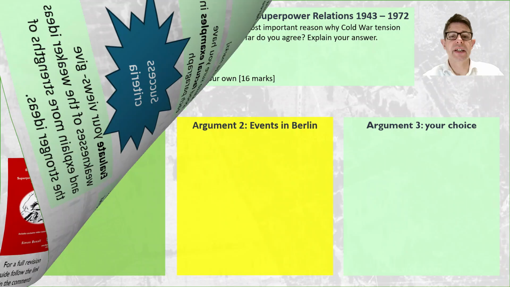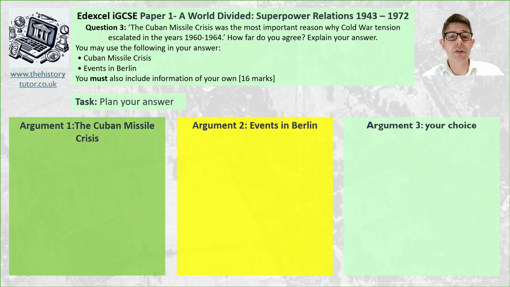So we've been given a couple of ideas, and I recommend you use them. Normally the ideas they give you are pretty decent, so use them. We've got to use the Cuban Missile Crisis. The question says it in there, so you can't ignore it. You've got to say the Cuban Missile Crisis. Events in Berlin, the Berlin Wall, is really, really important. It's one of the other big impactful events.